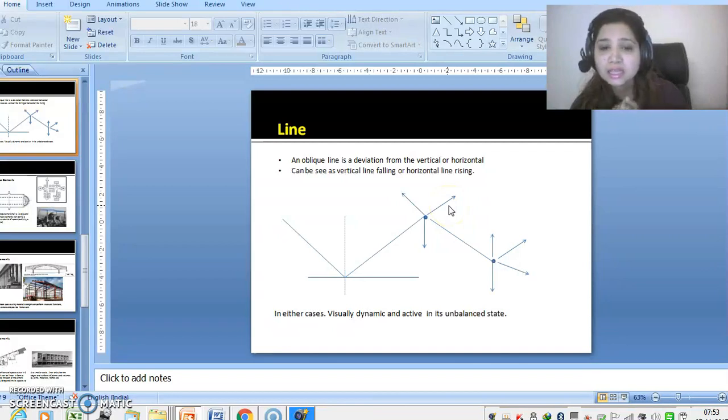In either case, it is visually dynamic, active in its unbalanced state. It is unbalanced because it is falling from one point to another. But it is dynamic since it is generating some movement and area of interest for the viewer. And it is active because it is moving.